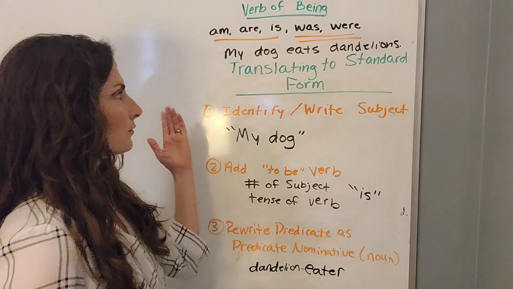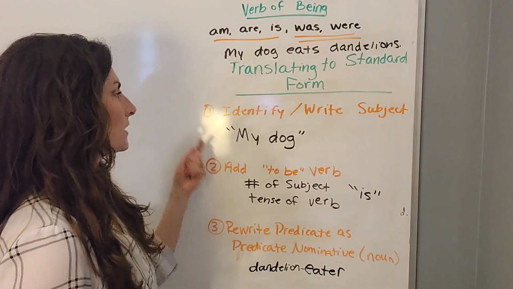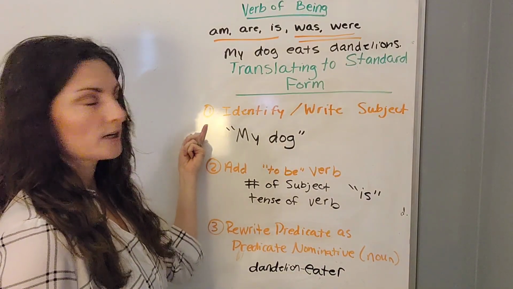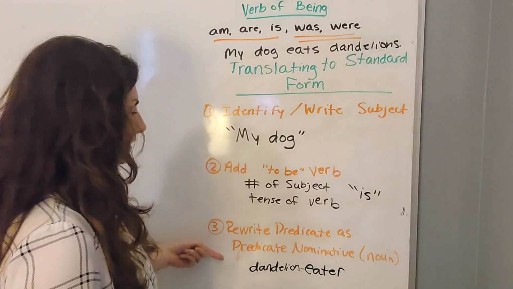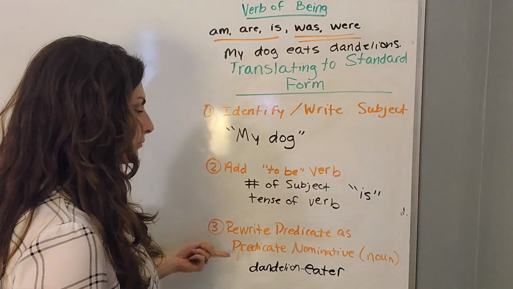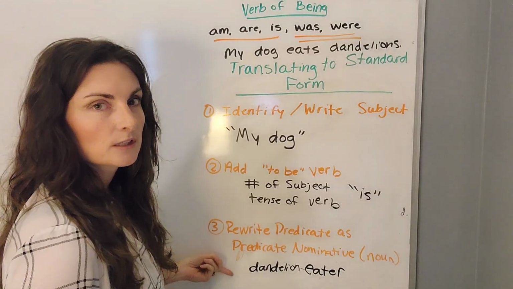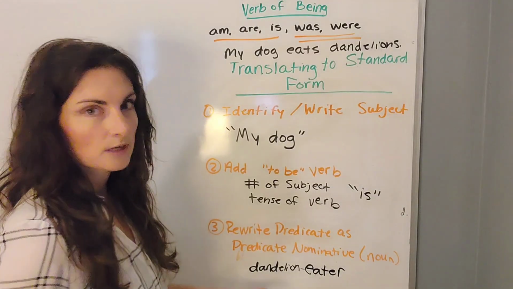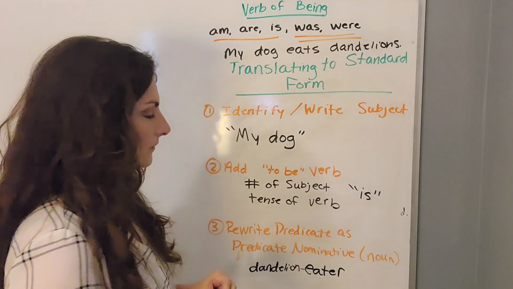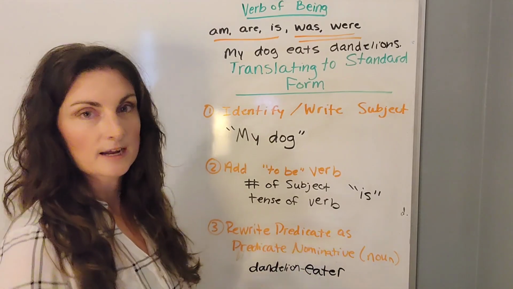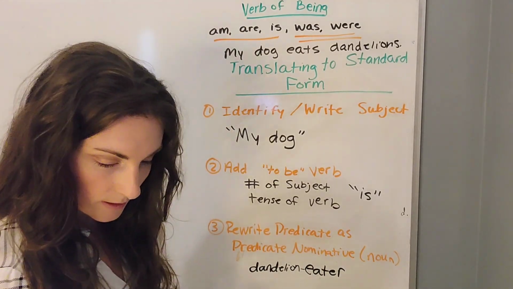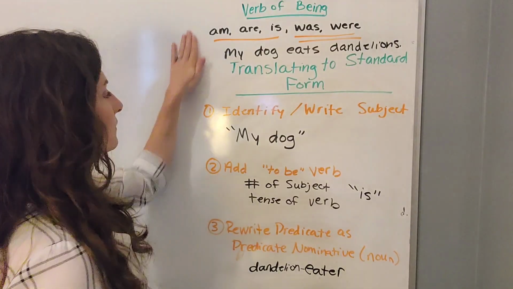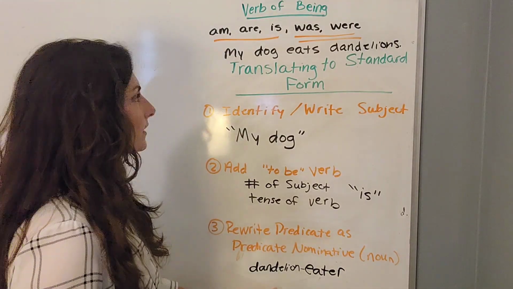All right, so these are our rules. To translate to standard form, you're going to identify and write the subject. You're going to add the to be verb. Then you're going to rewrite the predicate as a predicate nominative, which is a noun. Remember, not an adjective. If it has an adjective in it, you have to add a noun to it. All right, so that is it. That is all. This is the example that I have.